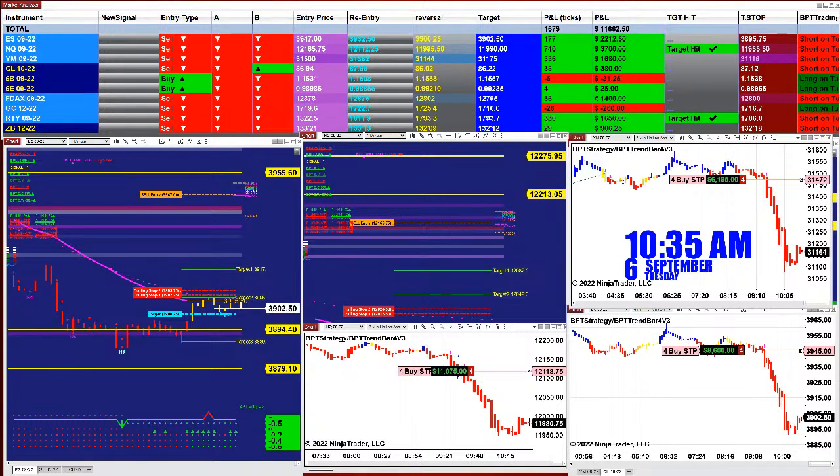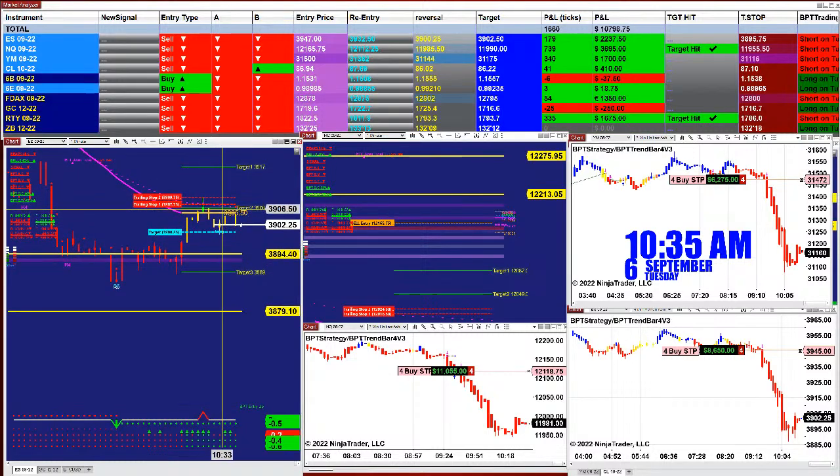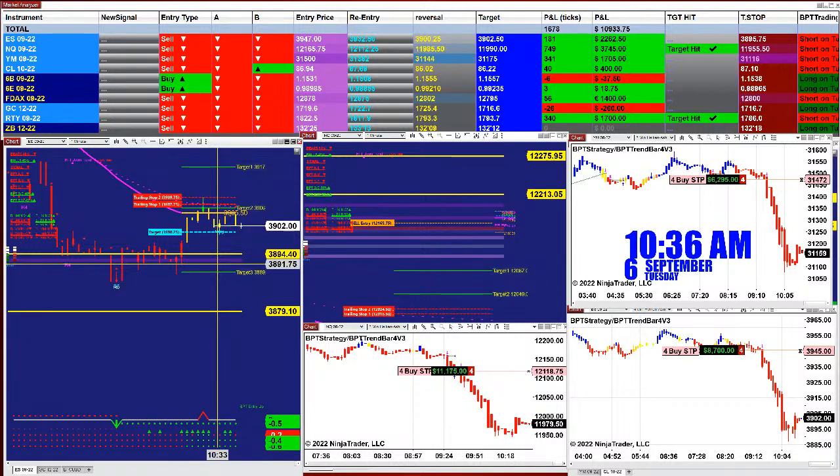This is not unusual, guys. Look, this is very normal. When we hit the target 3, the market goes back to target 2, and then it goes back to target 3. And that can go on for half an hour. So what we're looking at is not unusual.